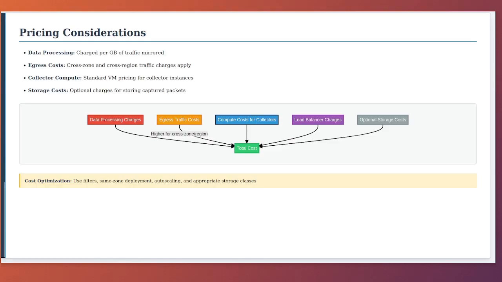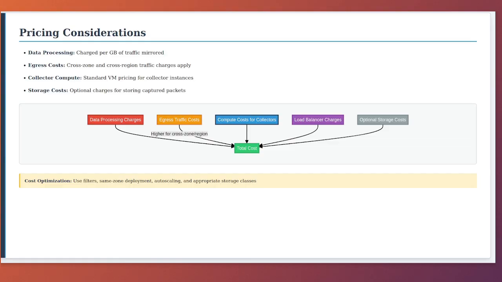Next, we have load balancer charges. The internal load balancer that serves as the entry point for mirrored traffic incurs its own costs. Internal load balancers have forwarding rule charges and data processing charges based on the amount of traffic they handle. Since all your mirrored traffic flows through this load balancer, the charges scale with your mirrored traffic volume.